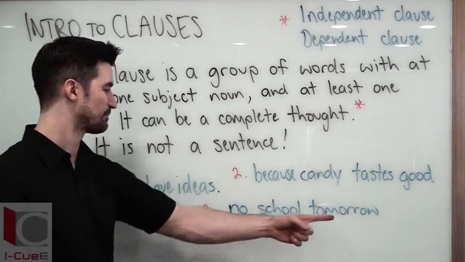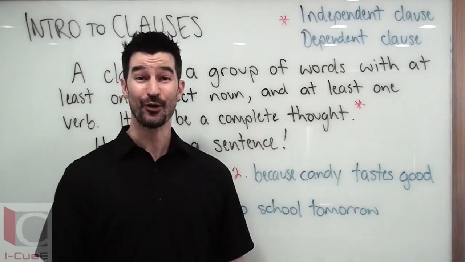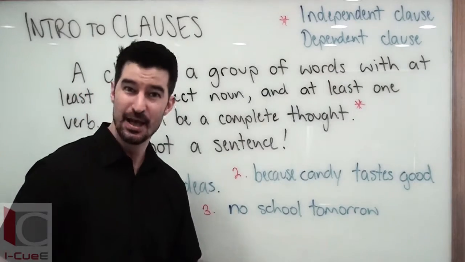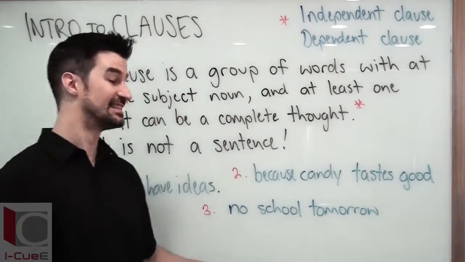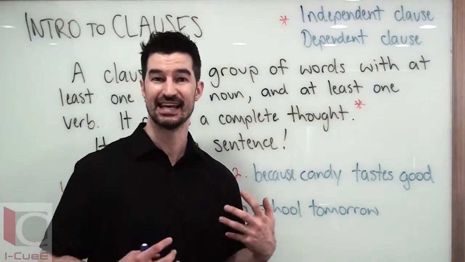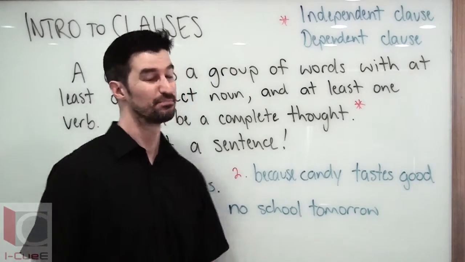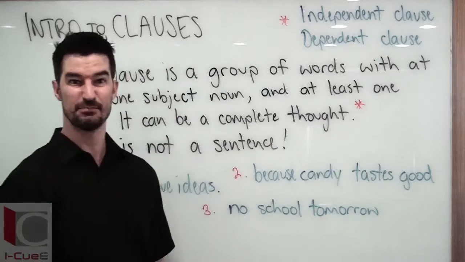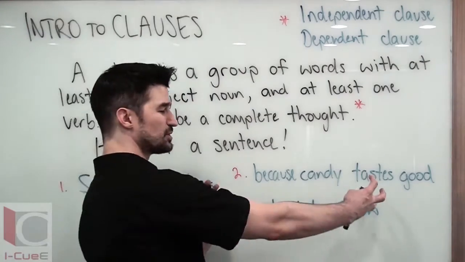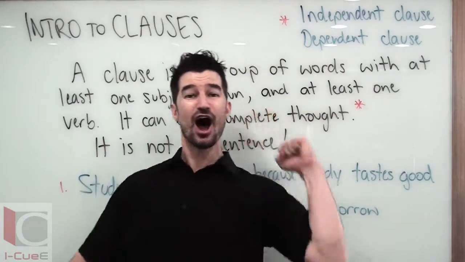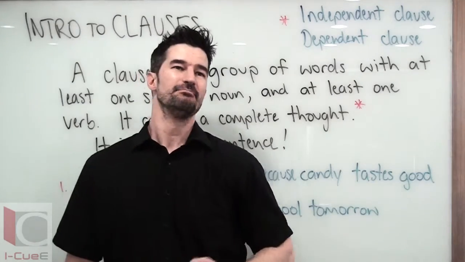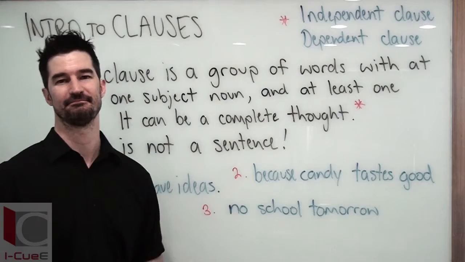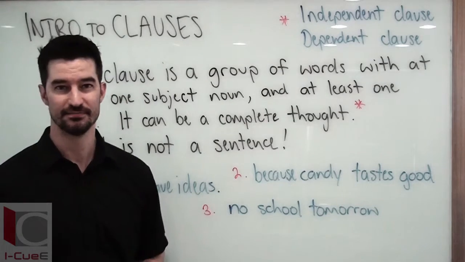Well, that leaves us with number 3. No school tomorrow! You might understand the phrase, but you should also recognize that this phrase is missing a verb, and probably a subject noun. I mean, this could maybe be the subject noun. It could be, no school tomorrow means it's a holiday. But the point is, something's missing. This is not a clause.